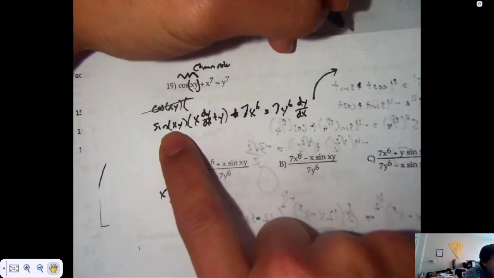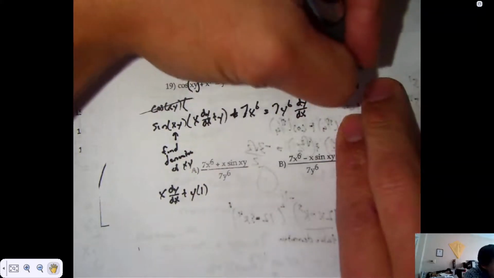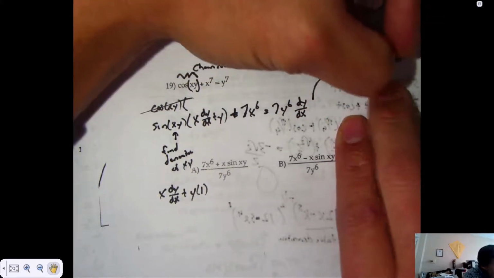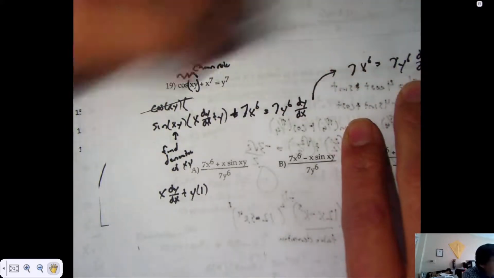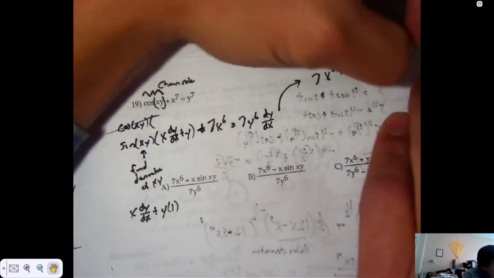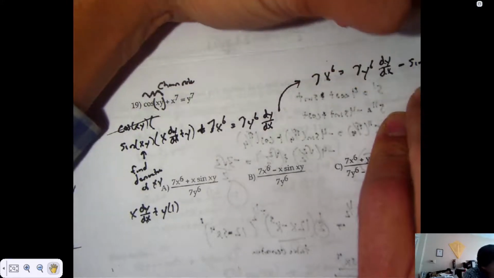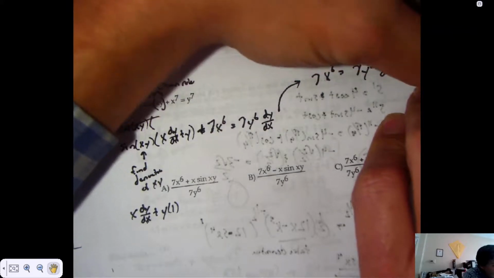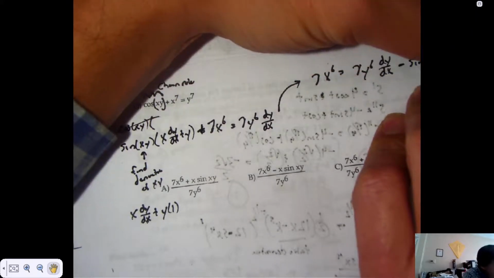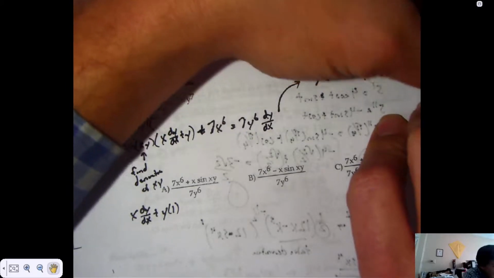I'm going to move this entire piece to the right-hand side. So I'm going to have a 7x to the 6th on the left. On the right, 7y to the 6th dy dx minus sine xy times x dy dx plus y.